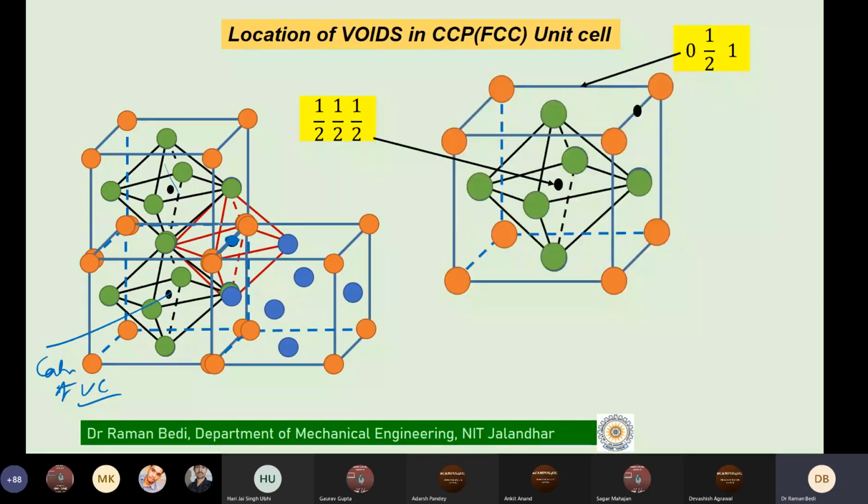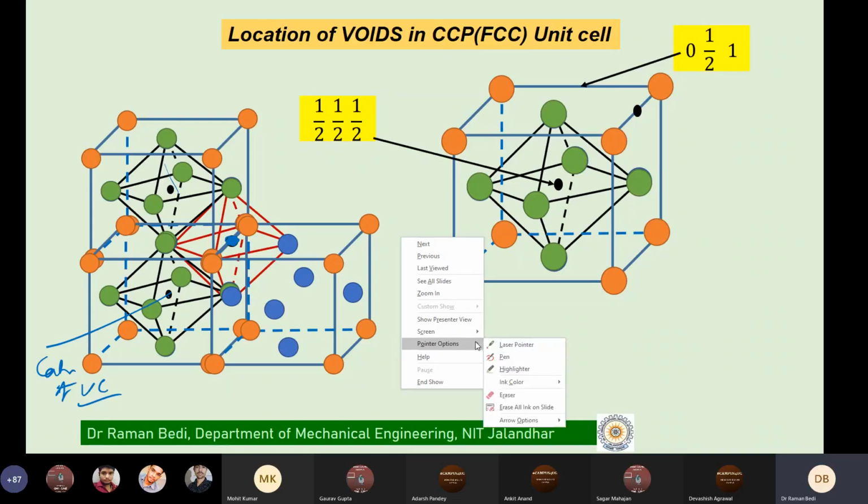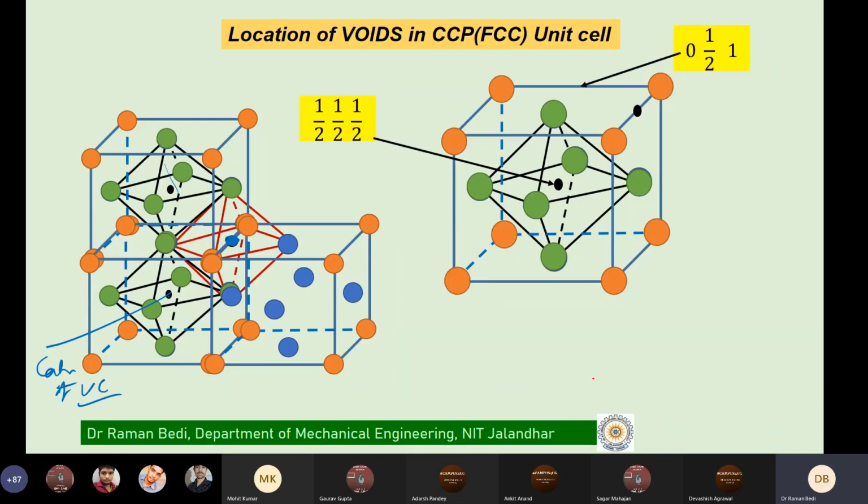If I want to represent them neatly in a single unit cell, I can see that this is the location of the octahedral voids. I have only shown one of the edges here, although it is there on all the edges of this unit cell. Accordingly, you have one here, one here, one here, everywhere. So on every edge you have one octahedral void which is located there.